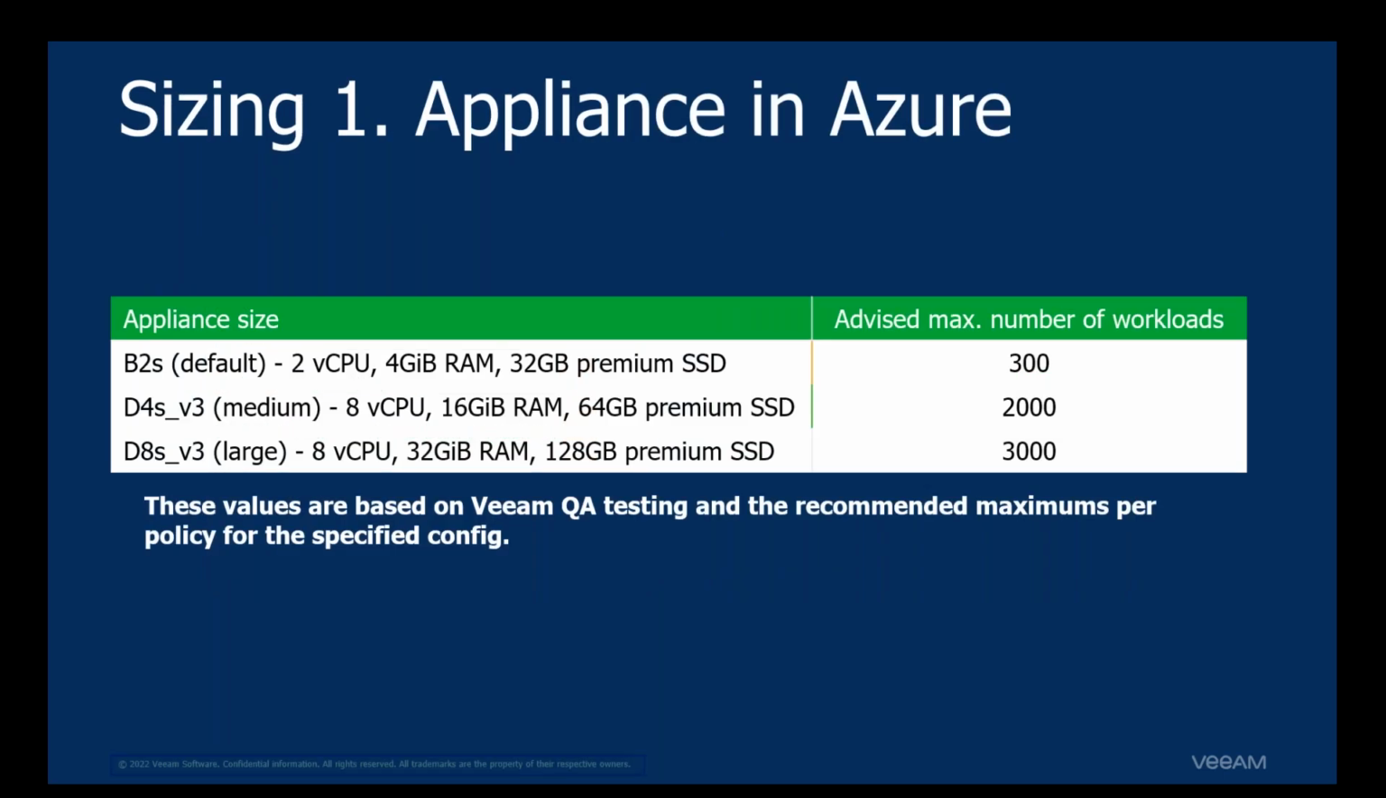So first of all, the appliance in Azure, we have different sizes. We have a default, we have a medium and a large. Of course, different machines, different specs, different memory sizes, all for a certain advised maximum number of workloads. So all these values are based on QA testing and recommending the recommended maximums. Yeah. So it's not a limit. You can go above this, but it's not advisable if you want the optimal performance.